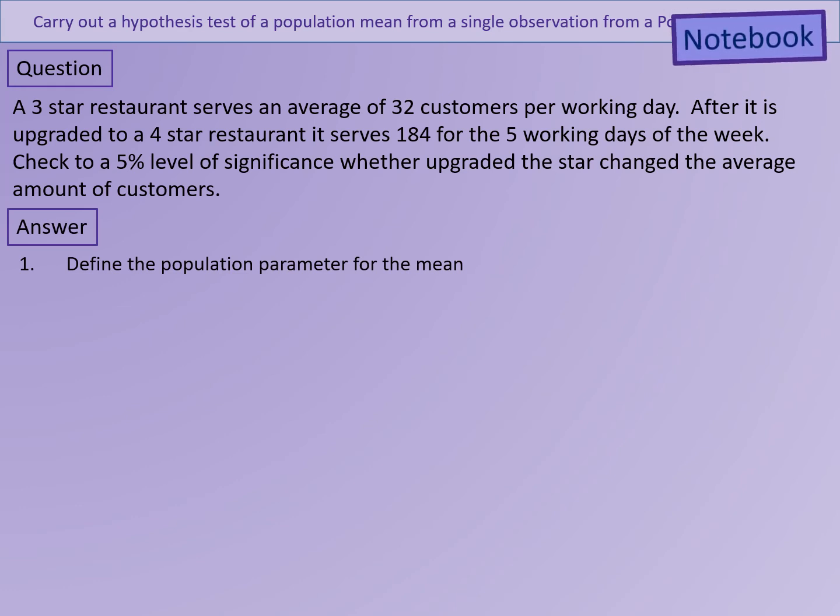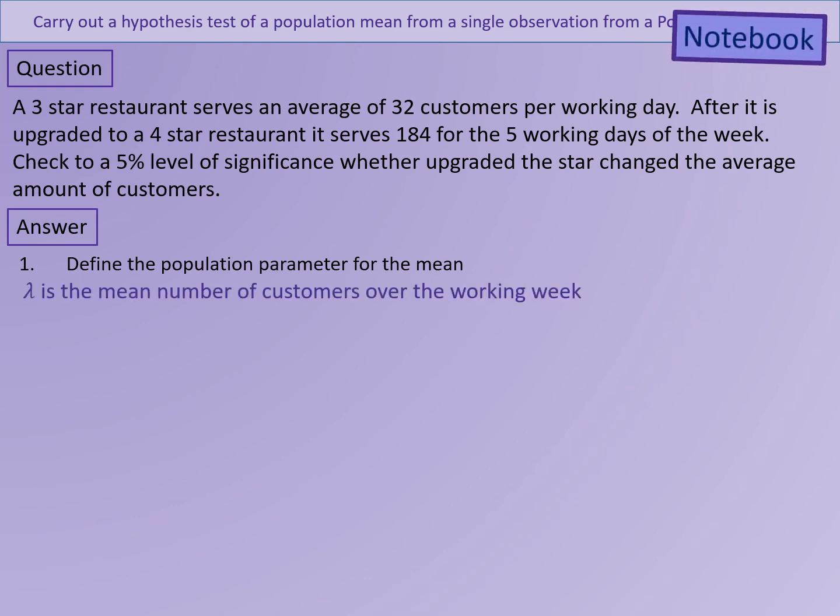So first we must define the population parameter for the mean. Now we are considering the rate over 5 working days. So lambda is the mean number of customers over a working week of 5 days.